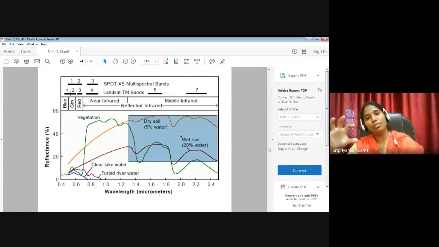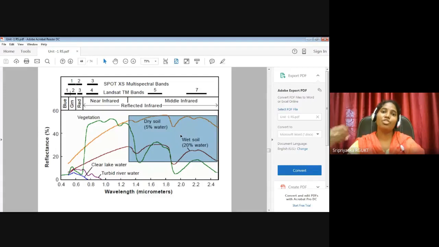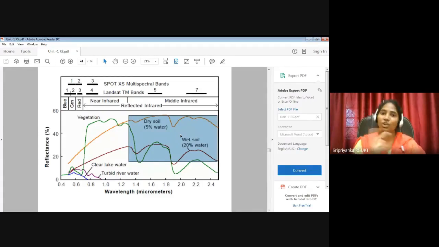Now if you remember where exactly we are in the flow chart, we started with our source of energy, traveling through the atmosphere, understanding so many phenomena of scattering and absorption, and after that the interaction with the target. Now the reflection has happened. The spectral response is coming out from the target. Now what my satellite should do is capture this reflectance and convert it into a readable format.